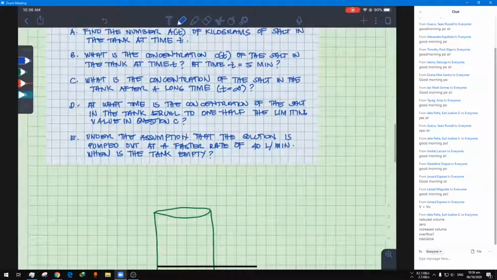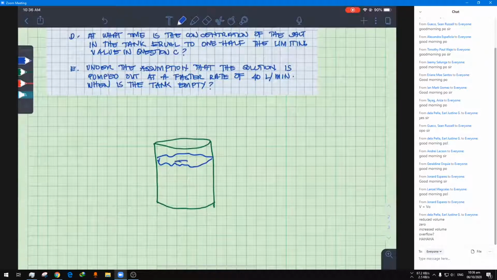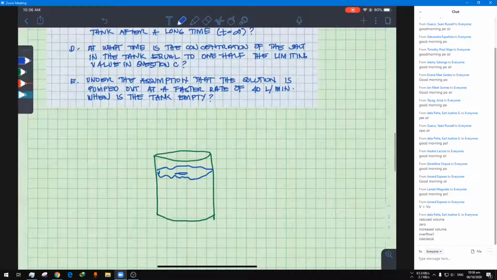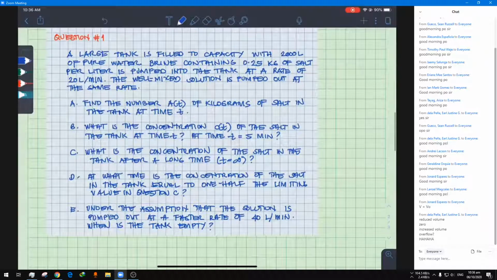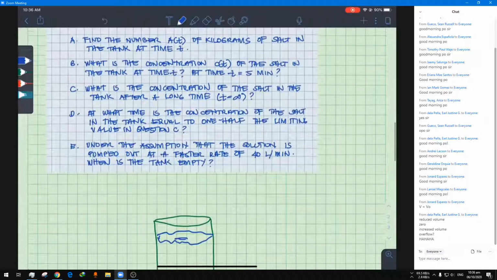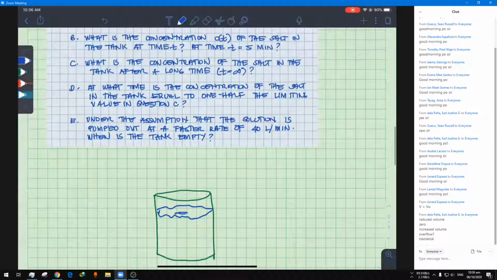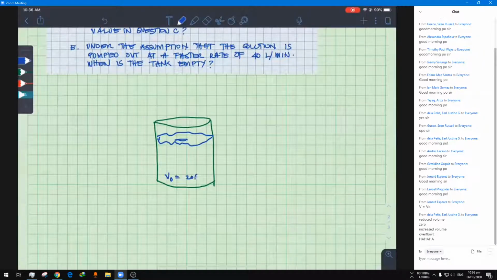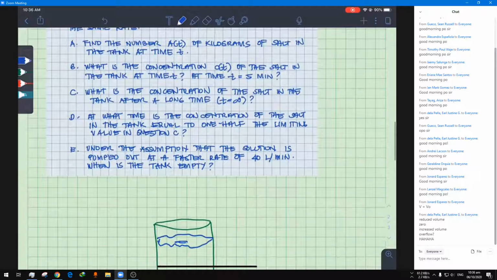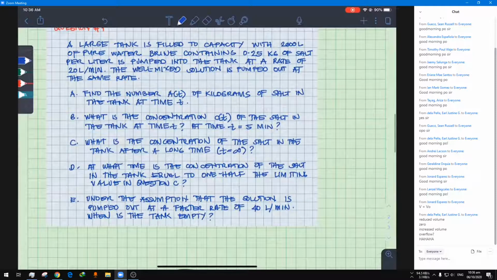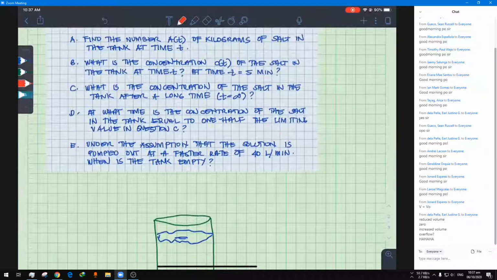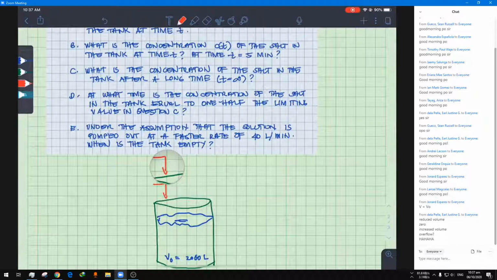So sabi niya, it is filled. The tank, so una, a large tank is filled to capacity with 2,000 liters. Although sabi niya, puno, no? Filled. O no, nag-pour in lang siya. So, the capacity is 2,000 liters. So, yung initial volume natin would be 2,000 liters. Pangalawa, brine containing 0.25 kilograms of salt per liter is pumped into the tank. So what is 0.25 kilograms of salt per liter? So a certain brine is pumped into the tank.